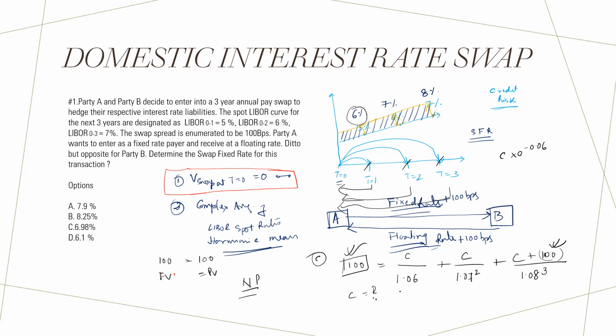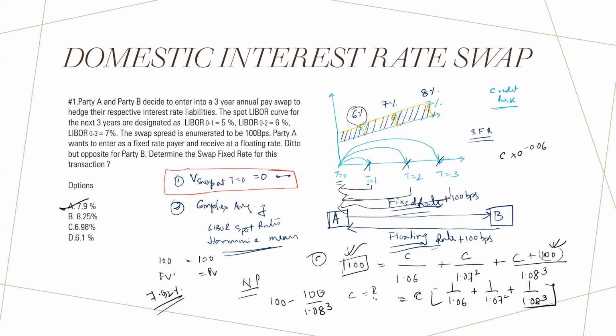It's not that difficult. It's in fact very easy. All that we do is we take C common from here. You've done this in your 6th or 7th standard. And we take this 100 here. So this becomes 100 minus 100 divided by 1.08 cubed. If you solve this for C, then you will find the answer to be something close to 7.92%, which matches our option A.